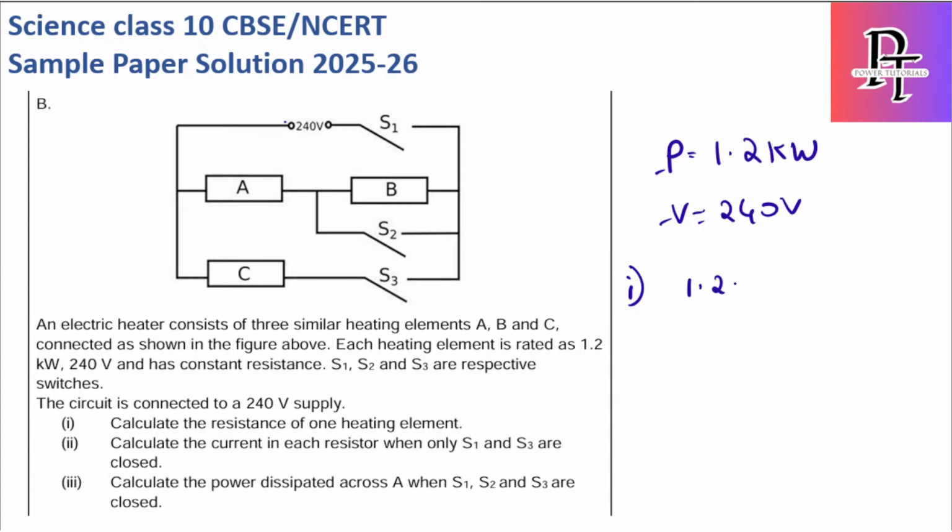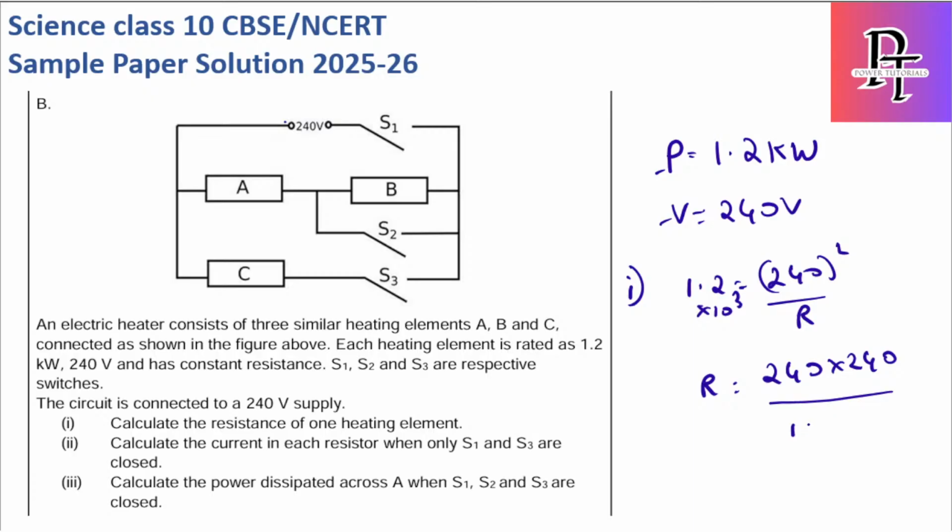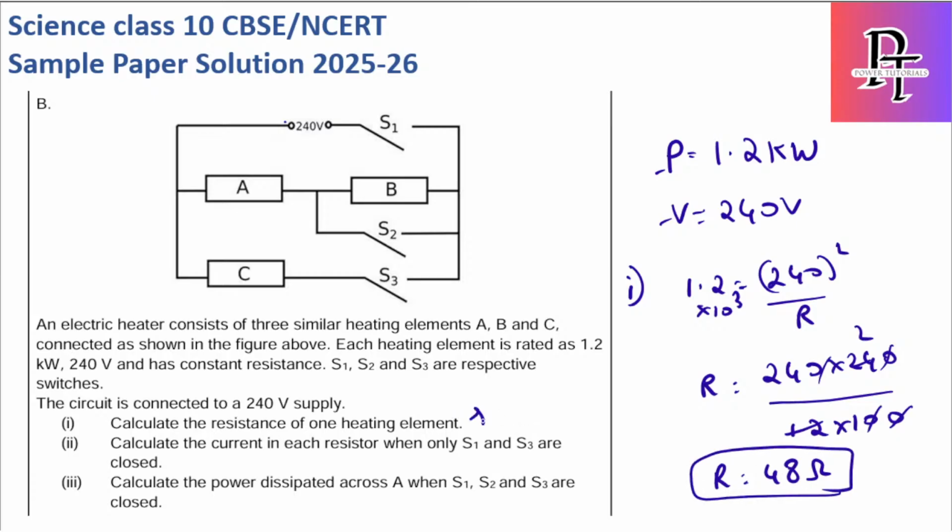So 1.2 kilowatt is 240 square by R. So the R value is 240 into 240 by 1.2, and it is kilowatt, not watt, so 1.2 into 10 power 3. So this will become 12 into 100. Instead of 12 into 1000, I wrote 12 into 100, so these two zeros get cancelled out. 2 ones are 2, 12 twos are 24. So the R value is 48 ohms. So the resistance of each heating element is 48 ohms.